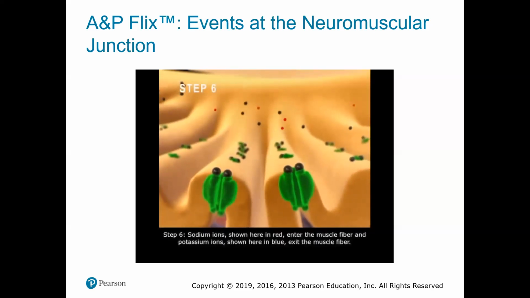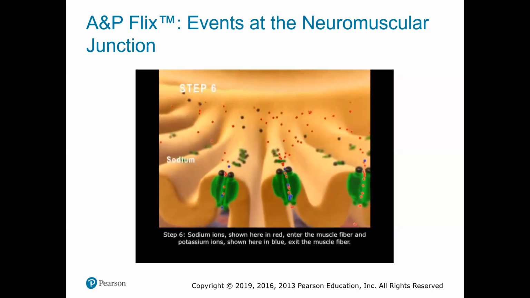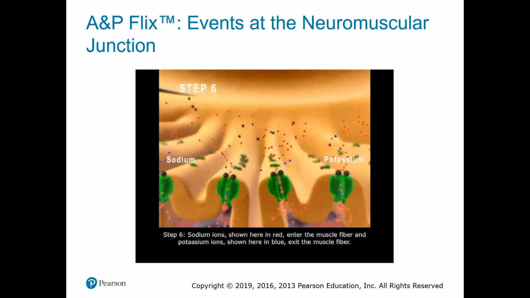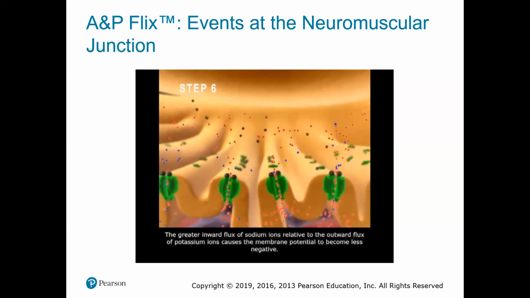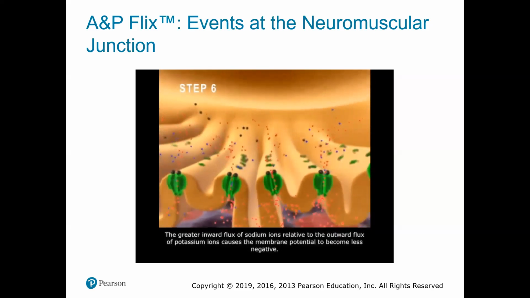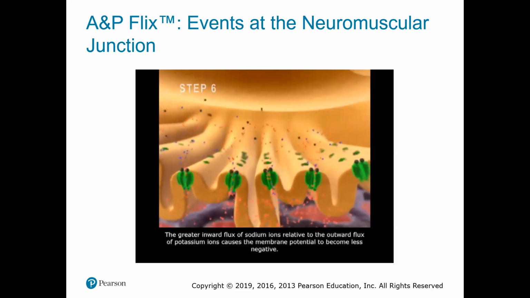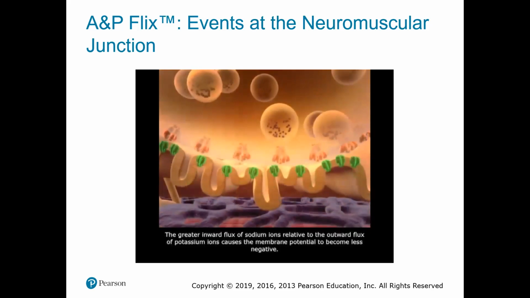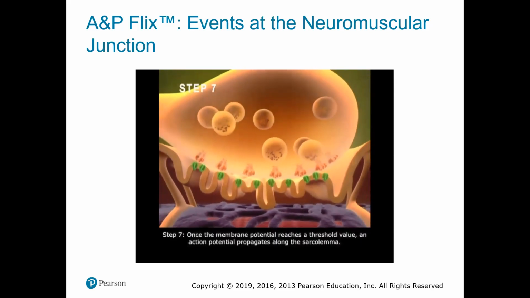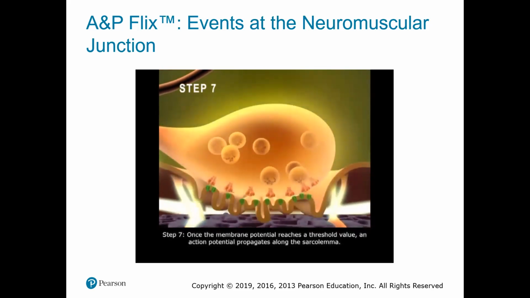Step 6. Sodium ions, shown here in red, enter the muscle fiber and potassium ions, shown here in blue, exit the muscle fiber. The greater inward flux of sodium ions relative to the outward flux of potassium ions causes the membrane potential to become less negative. Step 7. Once the membrane potential reaches a threshold value, an action potential propagates along the sarcolemma.